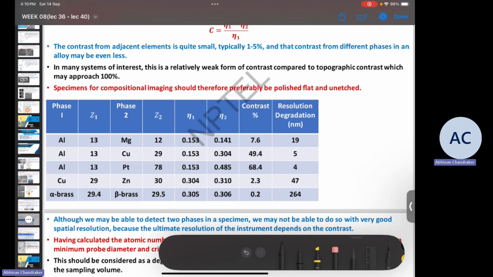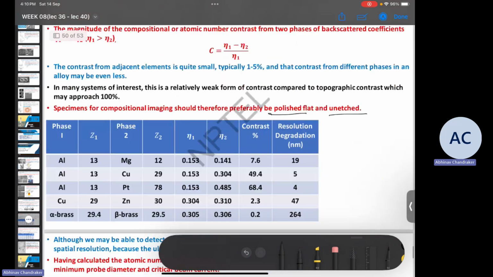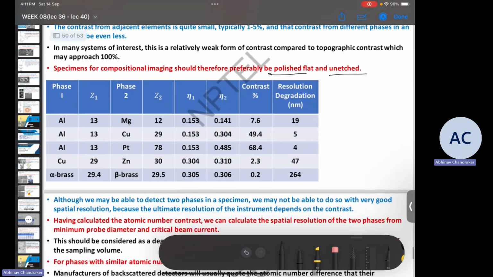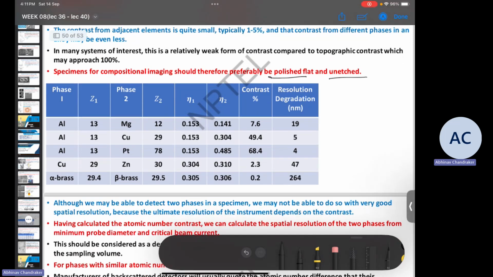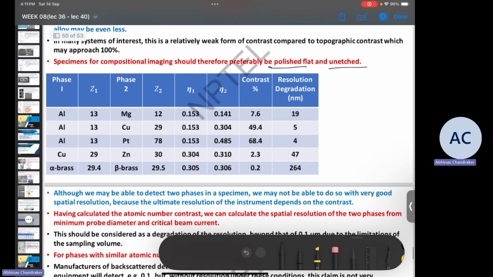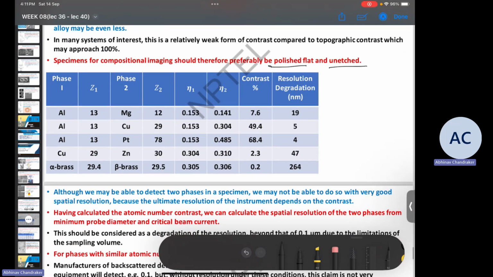When generating atomic number contrast, it is preferable to have a polished sample and a sample which has not been etched. The reason for this you can try to think on your own. It is related to what you are looking for when doing atomic number contrast imaging. So you can think about why the sample should be flat and it should not be etched when you're trying to do compositional imaging using BSE.